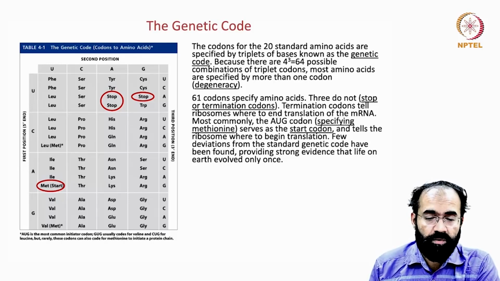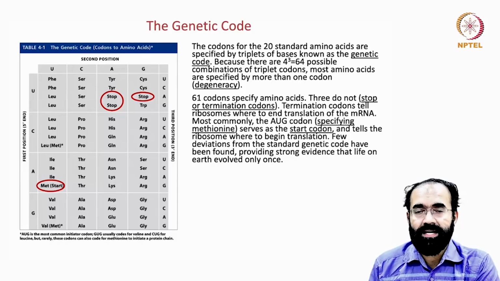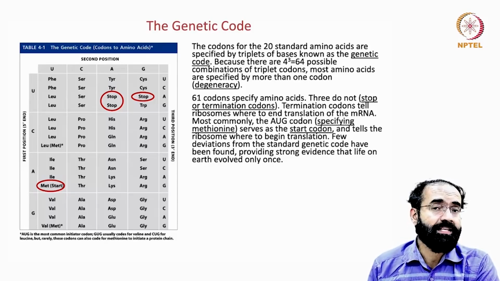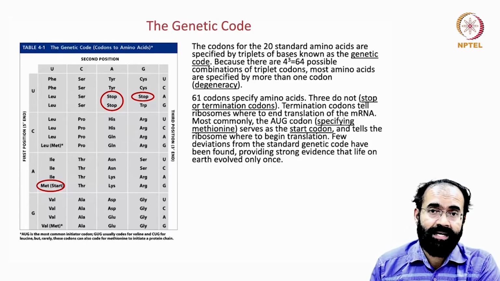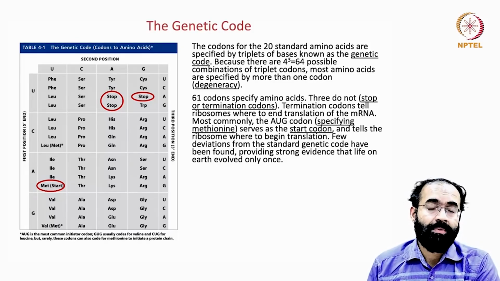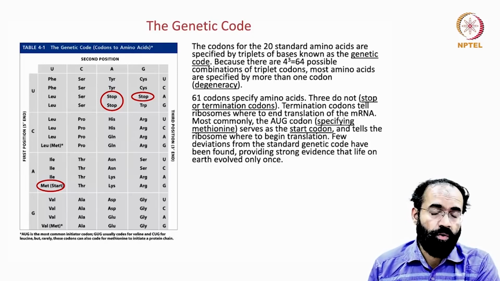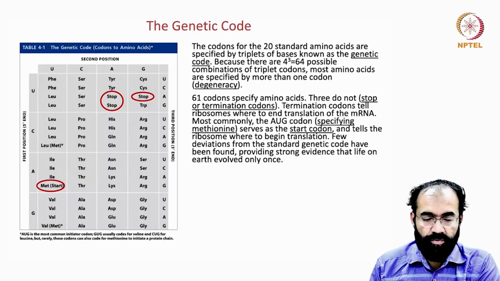So total 64 combinations of triplet codons are possible, and most amino acids are specified by more than one codon, and we refer to this phenomenon as degeneracy, or we call it a degenerate codon. So what does it mean? Because there are only 20 amino acids, we don't have 64 amino acids to have identity. So one amino acid can have from 1 to 6 codons. Some amino acids can have 1 codon, some have 2 codons, some have 4 codons, some have 6 codons. So this is the range based on which amino acid you are talking about.